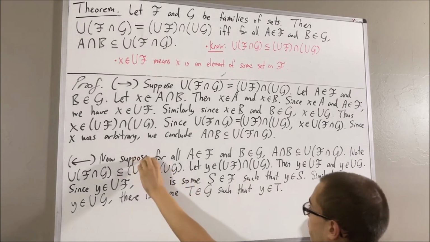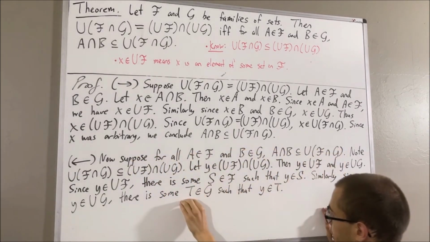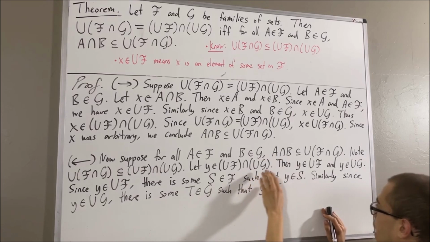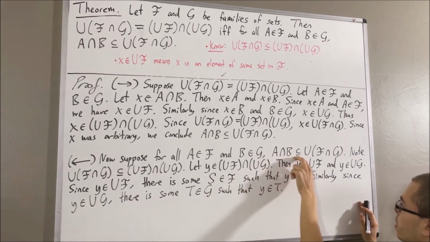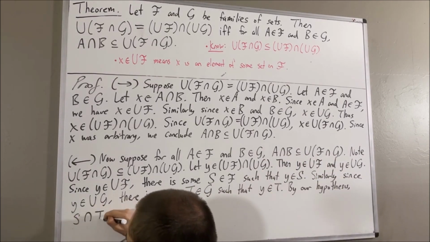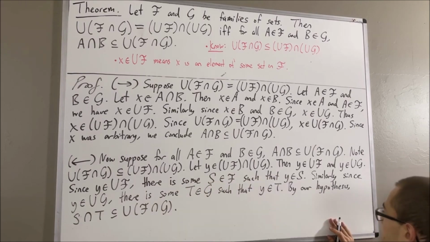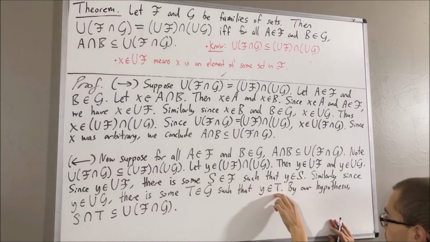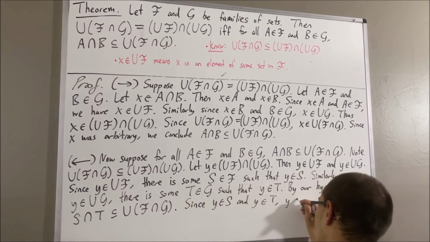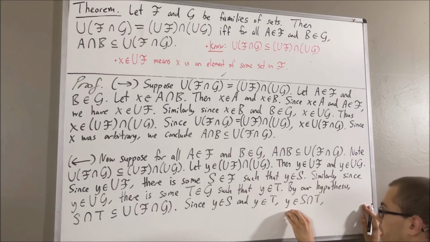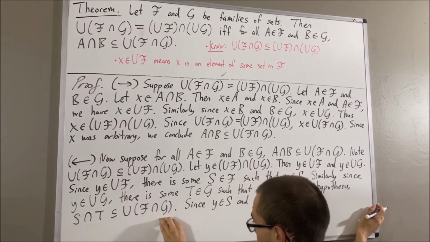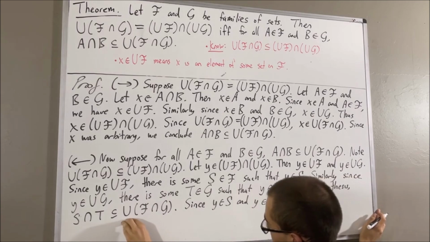But now we can apply our hypothesis to S and T. Because if we take A to be S and B to be T, well then we have that the intersection of S and T is a subset of the union of F and G. And since y is an element of S and y is an element of T, we know that y is an element of the intersection of S and T. So since y is an element of the intersection of S and T, and everything in the intersection of S and T lies in the union of F and G, it follows that y must be an element of the union of F and G.